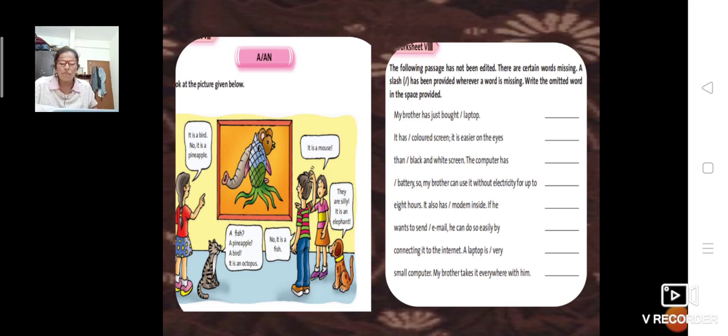If he wants to send email, okay, now close the eyes and listen. He has to send dash email. So email is a sound of a vowel e, right? So we have to use an email. He can do so easily by connecting it to the internet. A laptop is very, so the sound of w, very, again you have to use a here only. So only one an we have in the whole sentence, right? In the whole sentence we have only one an there. A laptop is a very small computer. My brother takes it everywhere with him.